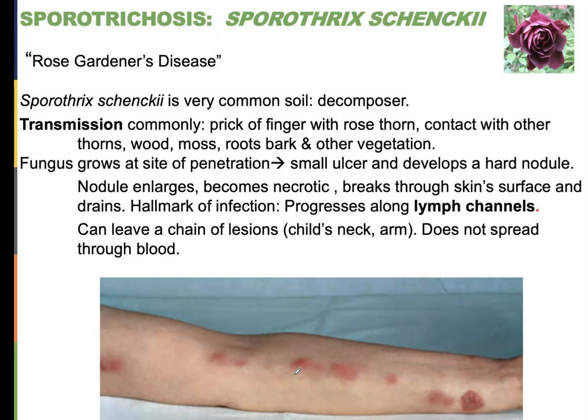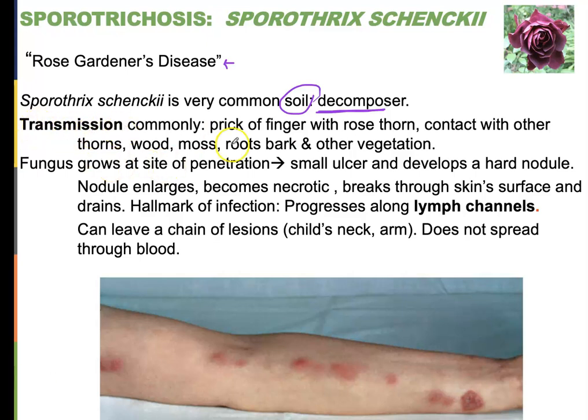Our next fungal infection here is called sporotrichosis. And I love saying this, Sporothrix schenckii. All right, so Sporothrix schenckii is the species. It's commonly known as rose gardener's disease because it is in the soil. And when you work with roses, they have thorns, and those thorns will push the fungus into your skin. It is normally a decomposer, so it has a role in the environment to decompose organic molecules.